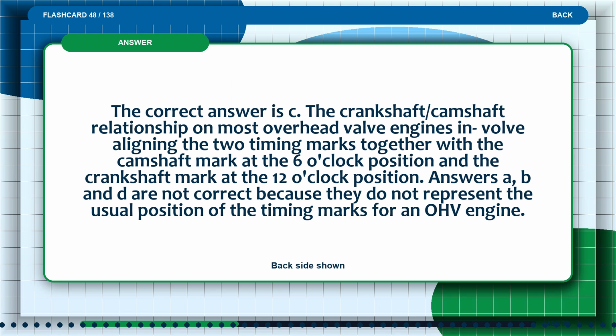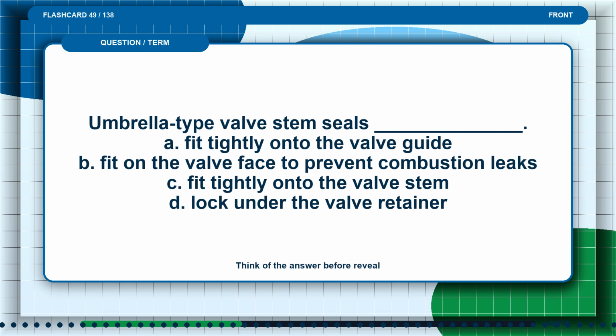The correct answer is C. The crankshaft/camshaft relationship on most overhead valve engines involves aligning the two timing marks together, with the camshaft mark at the 6 o'clock position and the crankshaft mark at the 12 o'clock position. Answers A, B, and D are not correct because they do not represent the usual position of the timing marks for an OHV engine.